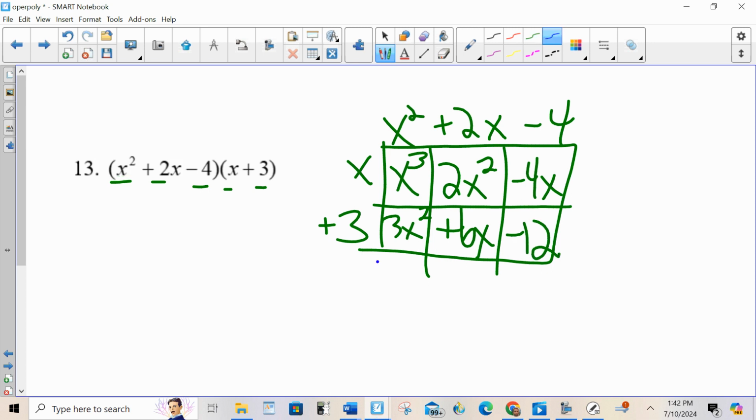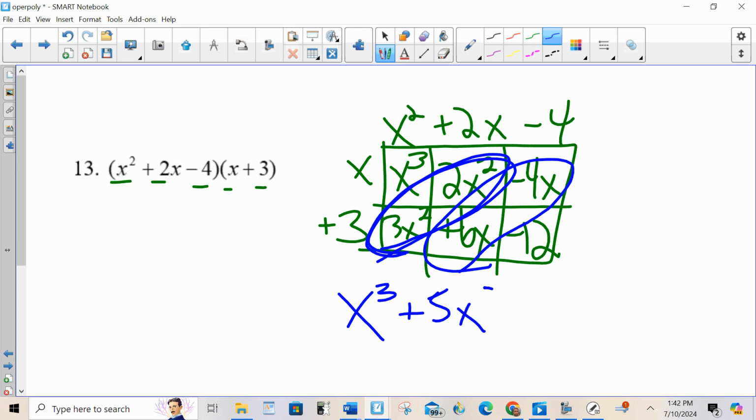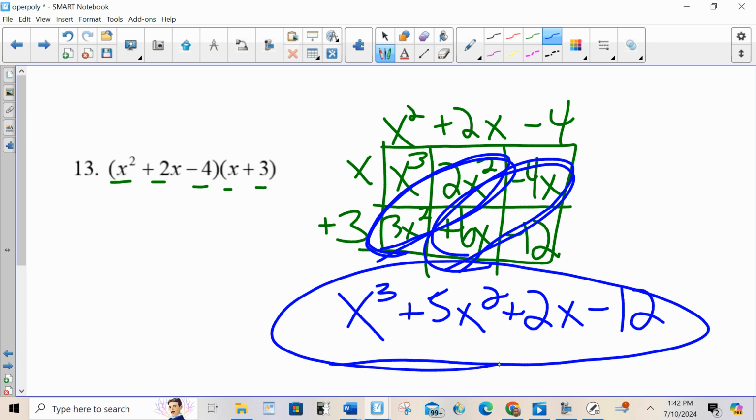Now when I go to combine my like terms, I have two pairs of like terms that are diagonal from each other. So the x to the third comes down. 3x squared and 2x squared is 5x squared. 6x and negative 4x is positive 2x. And the minus 12 has nothing to combine with, so it just comes down. And that would be your answer.